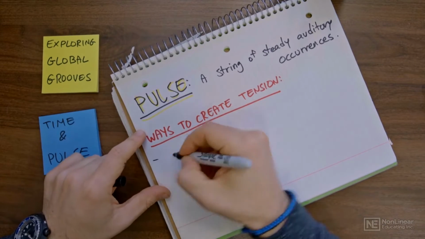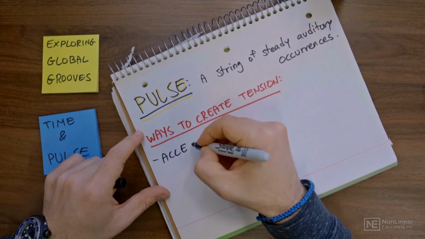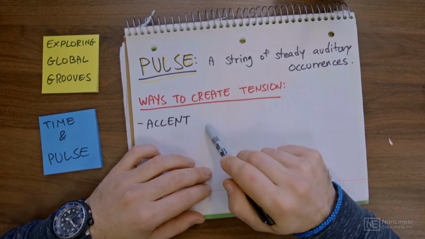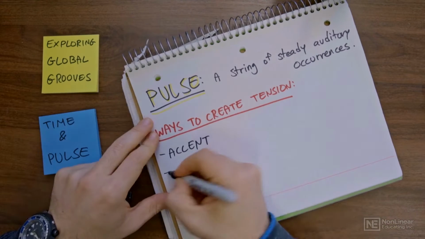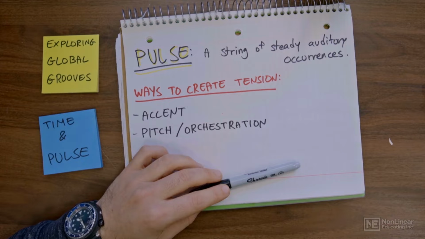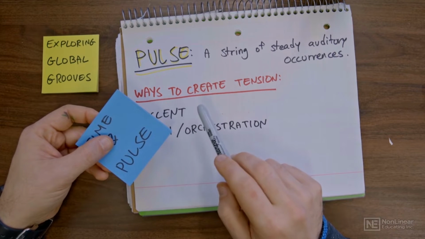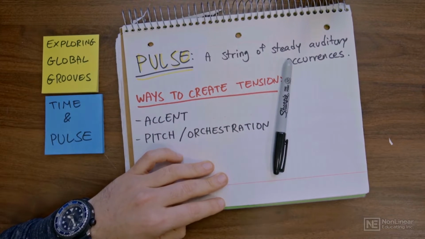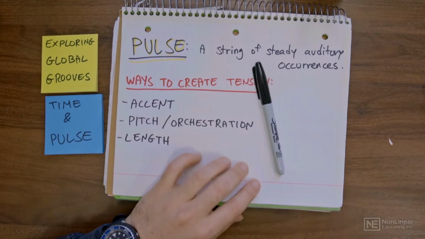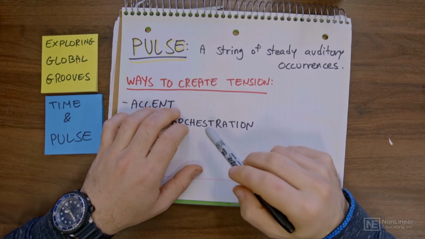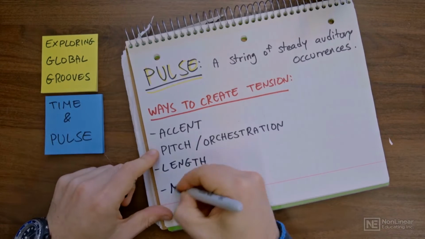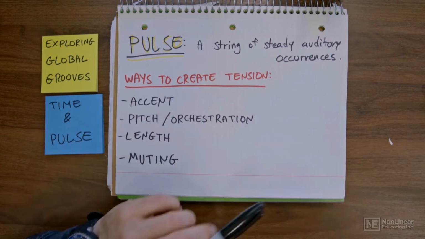There are a few ways in which I can create this tension. One, by accenting, so volume. I can hit harder or softer. Two, pitch or orchestration, so I can change the quality of the note. Three, length, which might be tricky to do with my hand, but imagine I do this. Ta ta ta ta ta ta ta ta. You get the point. And four, lastly, muting. I can just skip a beat and create a frame like that.